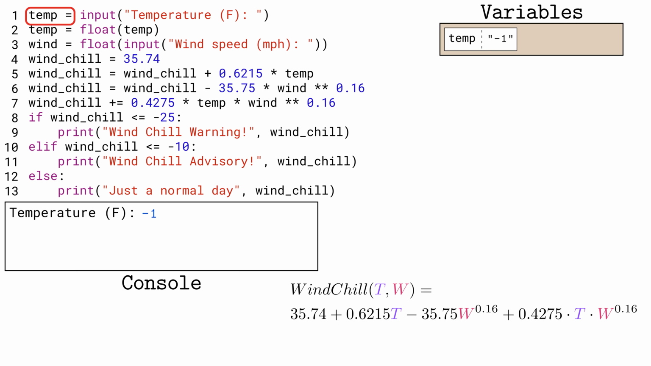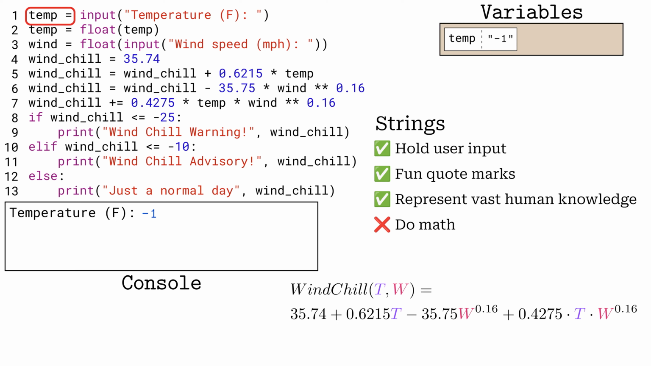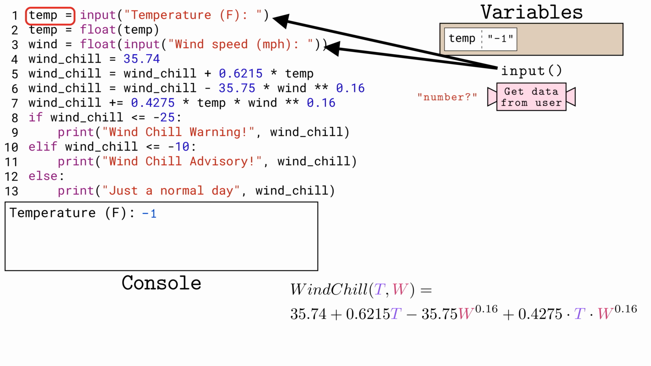There's a small problem with the data in the temp variable. See the quotes around -1? Those quotes mean the temp variable has the string data type, which cannot be used to do math calculations. The input function always returns a string with whatever the user typed in. It is up to the programmer to convert the string into the appropriate data type.